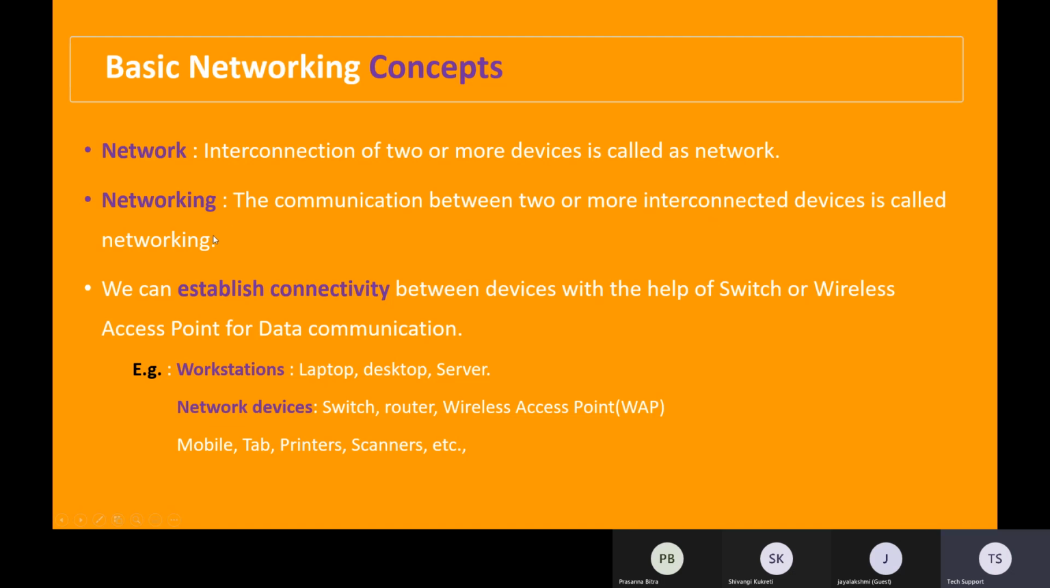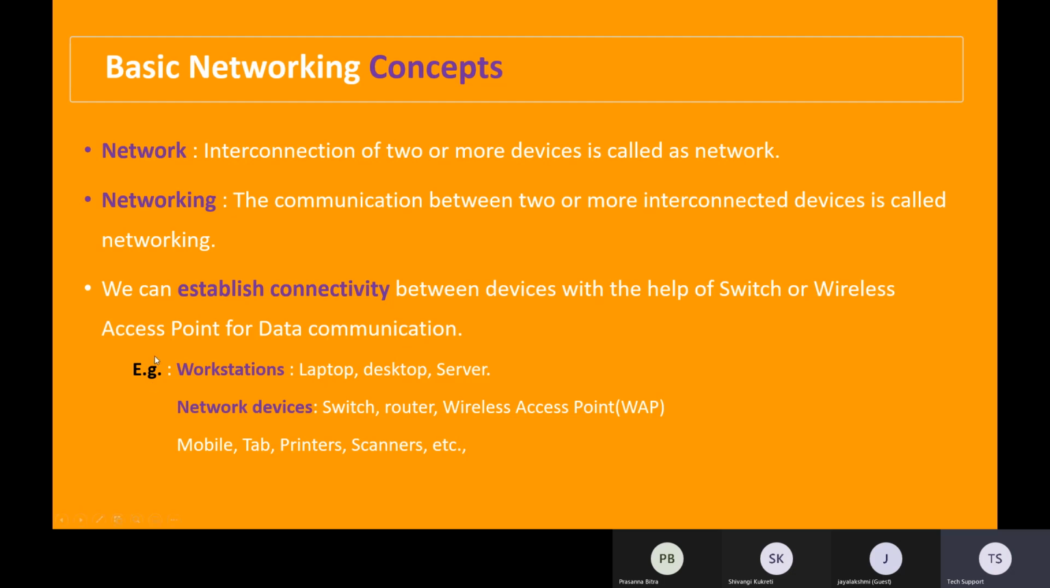Suppose in our office environment we have 10 systems, and all 10 systems are connected in a network, either a wired network or a wireless network, whatever the network is. When communication is established between all the systems, that is called networking. We can establish connectivity between devices with the help of a switch or a wireless access point, in short WAP devices, for data communications.